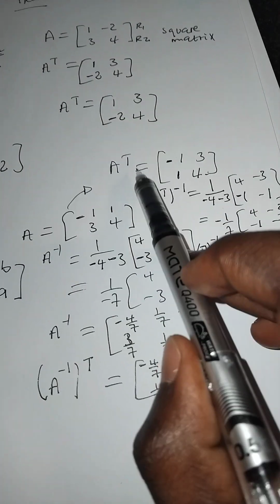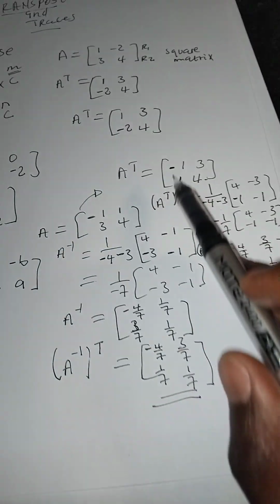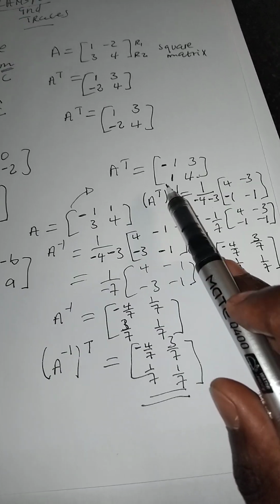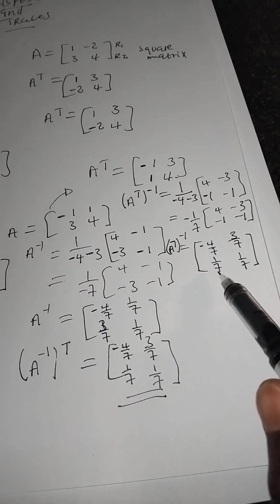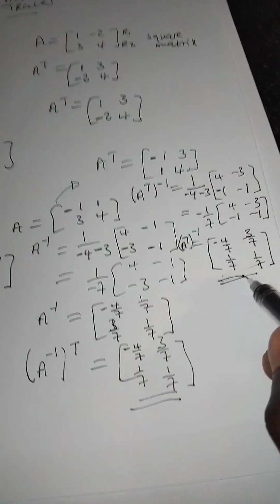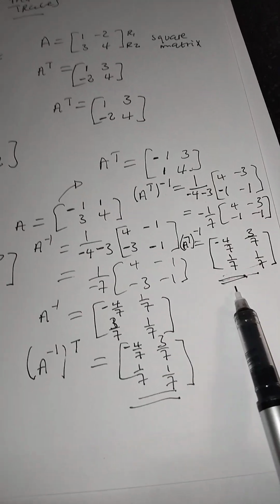And for this one, we first wanted the transpose. After finding the transpose, we wanted the inverse. Then we found the inverse to be that. So what do you notice about this actually? What do you notice?